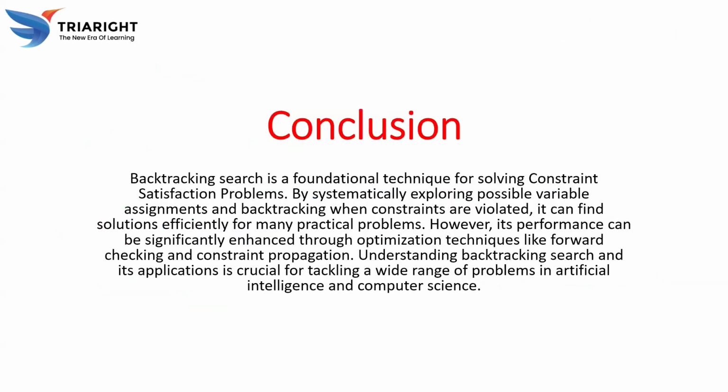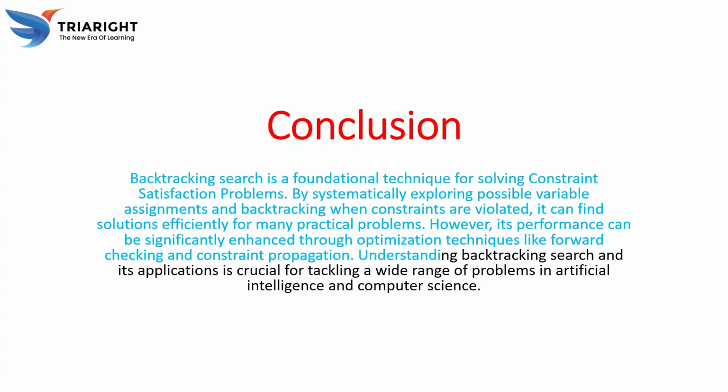So we have the final conclusion here. Backtracking search is a fundamental technique for solving constraint satisfaction problems by systematically exploring possible variable assignments and backtracking when constraints are violated. It can find solutions efficiently for many practical problems. However, its performance can be significantly enhanced through optimization techniques like forward checking and constraint propagation. Understanding backtracking search and its applications is crucial for tackling a wide range of problems in artificial intelligence and computer science.